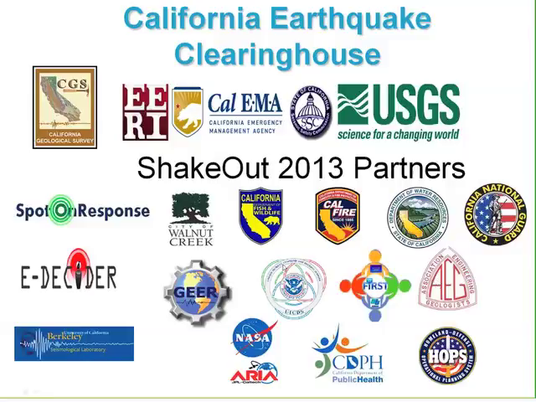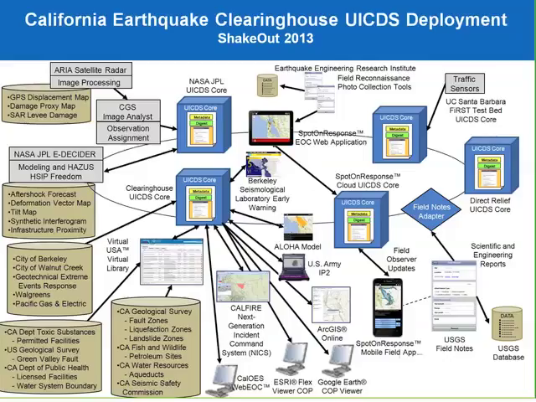And so along the top here, these are the managing founding partners of the Clearinghouse, the California Geological Survey, Earthquake Engineering Research Institute, Cal OES, Seismic Safety Commission, and the USGS. And then these are all of the participants, not even all of them, these are just some of the participants from our Shakeout exercise. And this is a deployment diagram. This is showing all the UICDS cores, the different groups that participated, connected applications.